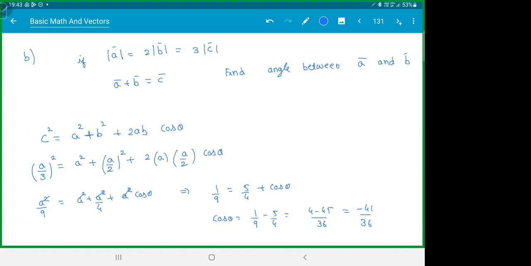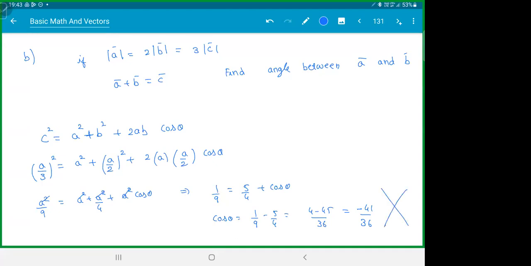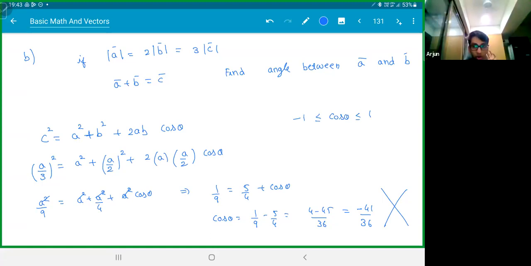I hope most of you got this. Yes, right? And this is wrong. Why? Cos theta can't be greater than 1, right? Cos theta's value lies between 1 and minus 1. This is greater than minus 1. Maulika, this is not possible. Which part you didn't understand?